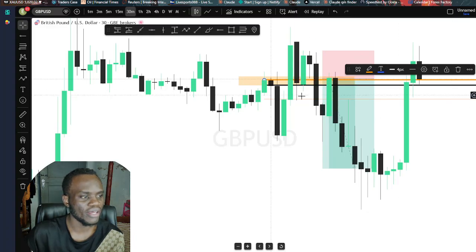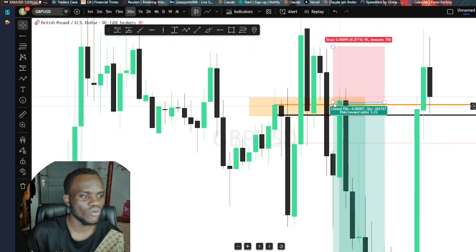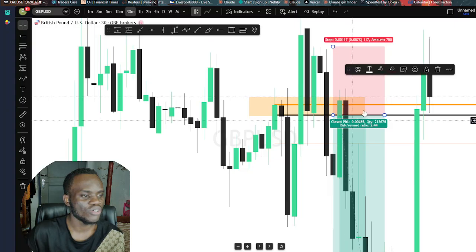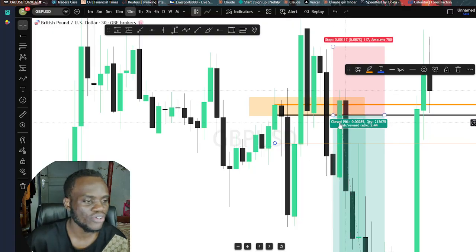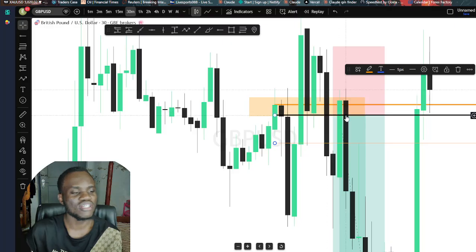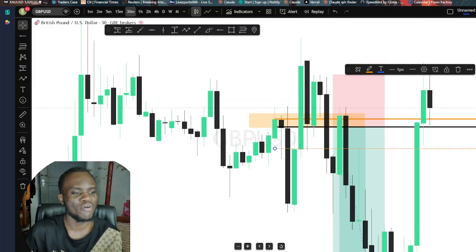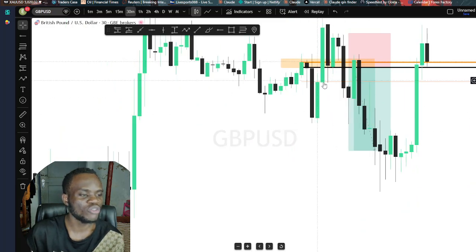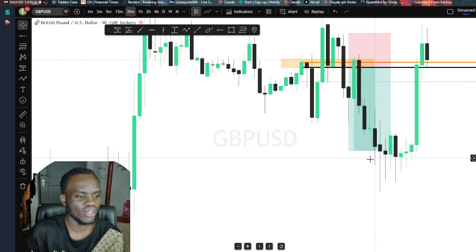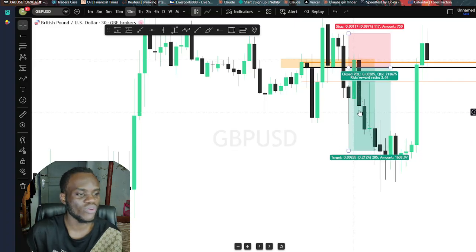I put two limits. I had one here and around here. Because we were stopped out around here, initially I had a buy trade, but when I saw this, it signified a change in market momentum from bullish to bearish. So that's what I did, and I got this sell trade around here, and it went to profit.